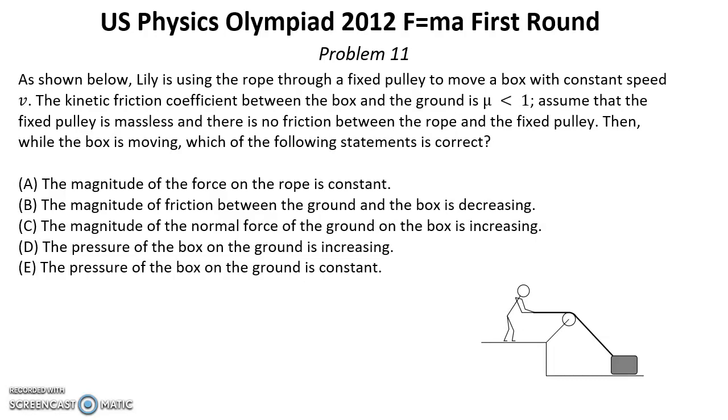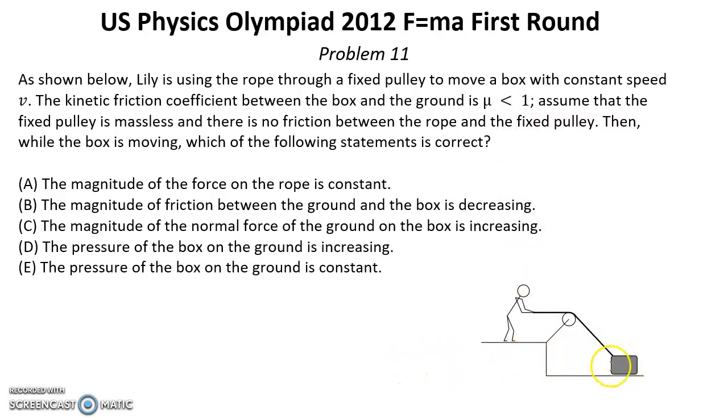Suppose that initially the angle between the rope and the horizon is very small. In that case, the force of tension is approximately equal to mu mg. And mu is less than 1, which means that it's less than mg.